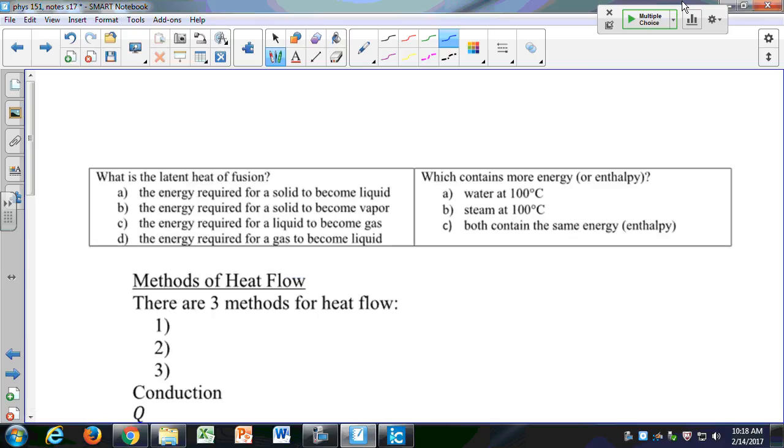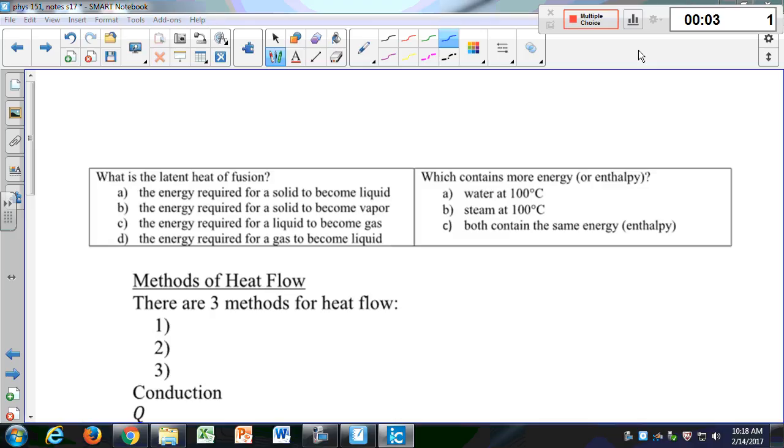We'll do these last two and then we'll wrap it up, okay? So what is the latent heat of fusion? Oh, I don't think I told you all this. Did I tell you the latent heat of fusion? I'm going to tell you the answer. It's a solid to become a liquid, right? You have latent heat of vaporization, and then you also have latent heat of fusion, which in this case is A, the energy required for a solid to become a liquid, or vice versa for a liquid to become a solid. So A is the answer. Stop at 28.